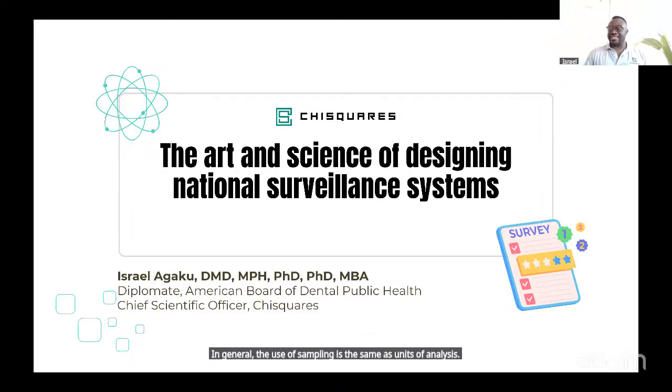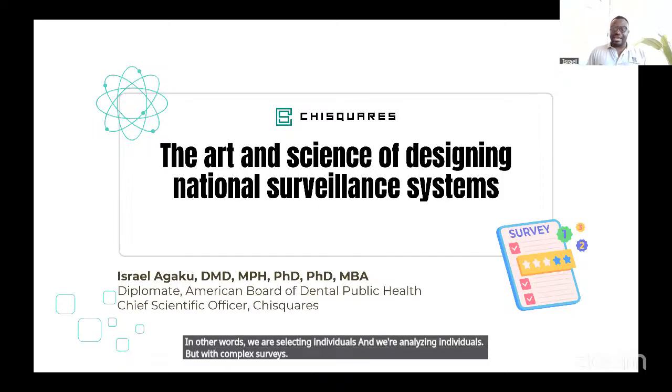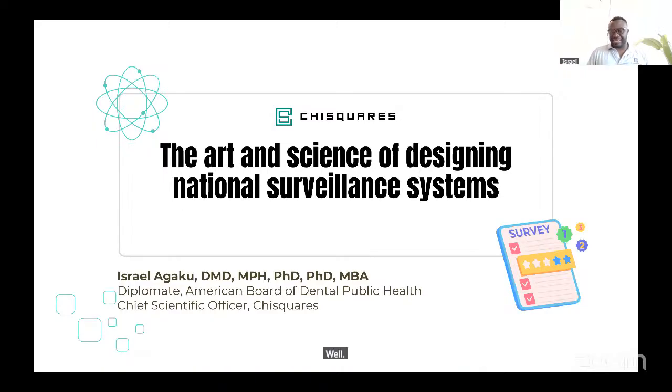In other words, we are selecting individuals and we're analyzing individuals. But with complex surveys, we are selecting a unit of selection that is not necessarily the individual, and that's why it's complex. So the session for today and for next week will focus on complex surveys because, in the real world, that's what you're going to be designing.